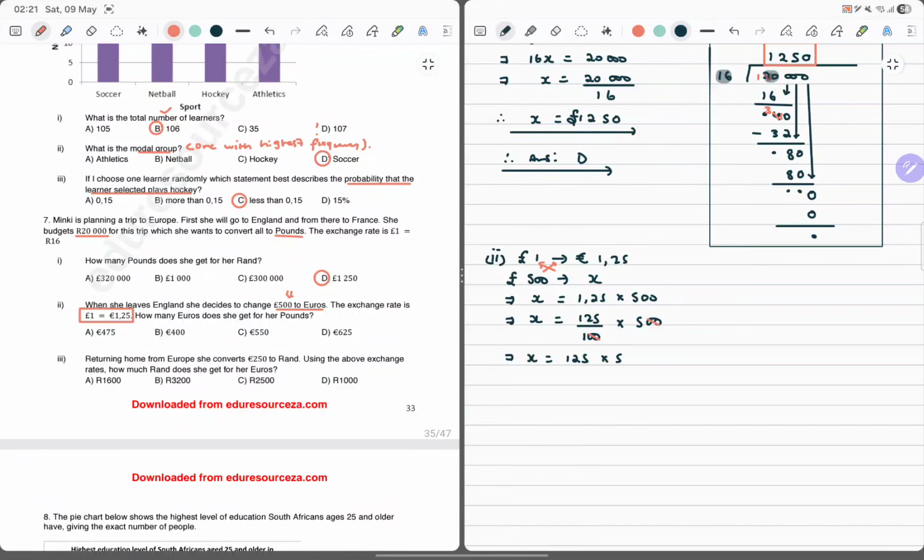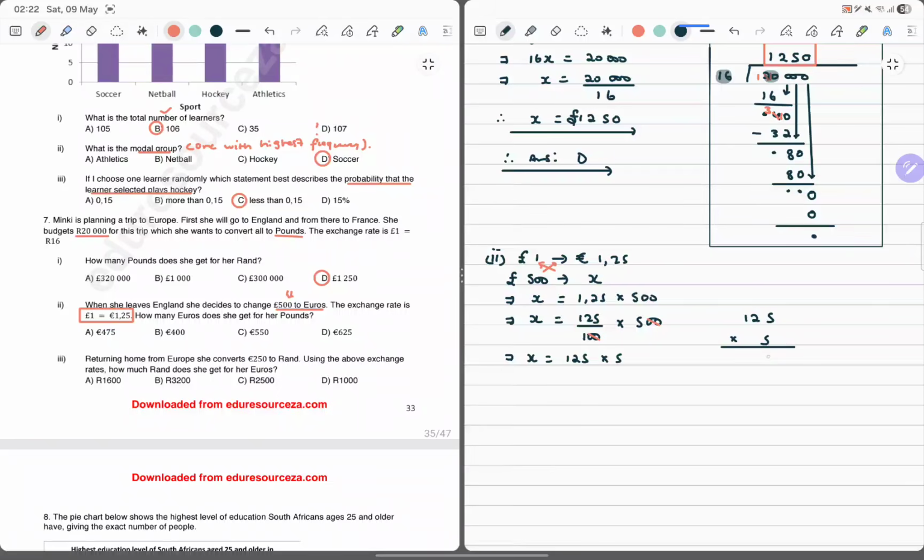So what are we going to do? Do you know how to multiply this thing? Well, maybe you do, maybe you don't. I don't care. Let's just do it nicely: 125 multiplied by 5.